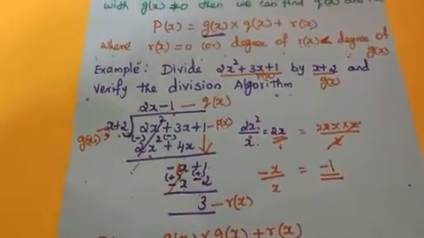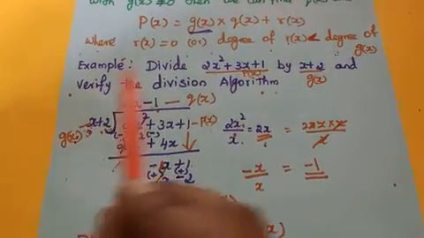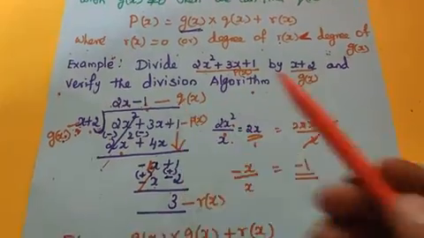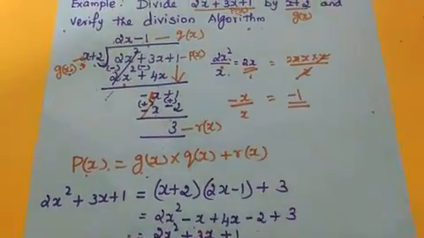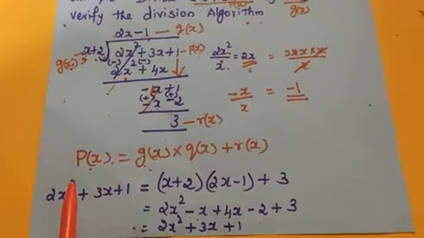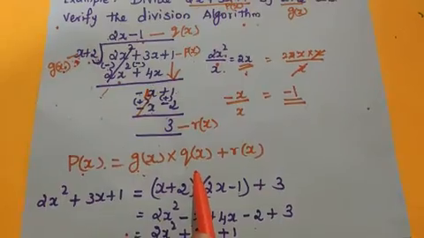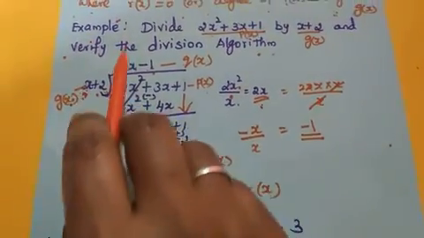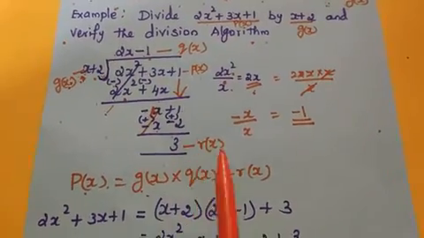Now we got all the values. We have the p of x, we have the g of x, and we have the q of x as well as the r of x. Now we can verify the division algorithm. Division algorithm, what is it? P of x is equal to g of x multiplied by q of x, that is divisor multiplied by the quotient, and add the remainder. You will get it.